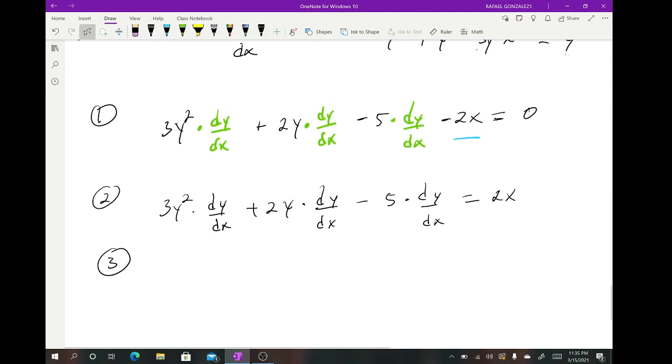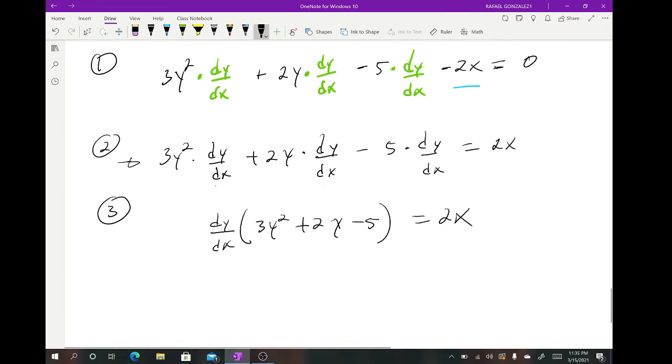Step 3 was to factor all of the dy dx's out of the left side. So notice that now the left side only has things that involve dy dx. So that means that dy dx is a common factor of all of them, so we could factor it out. So we have dy dx times 3y squared plus 2y minus 5 equals 2x. So that was step 3, factoring that out.